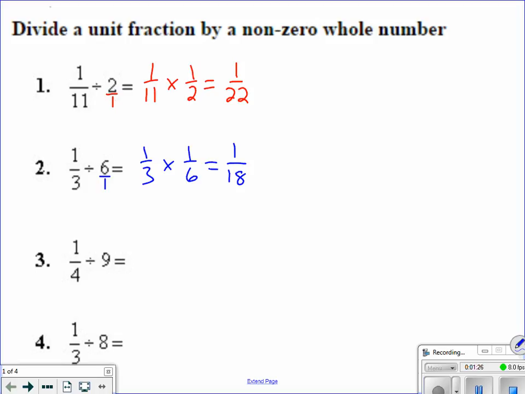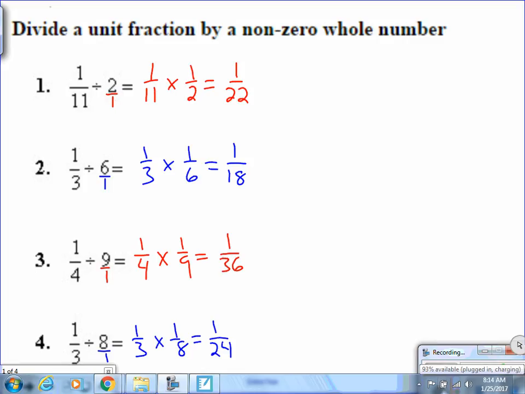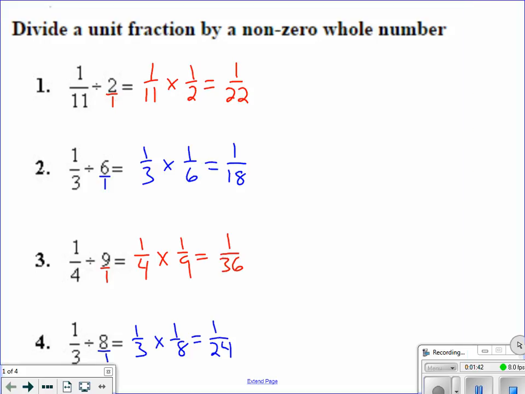So why don't you go ahead and pause this and try 3 and 4 on your own, and then play the video again and check your answers. All right, so check 3 and 4 here. Make sure you have those correct, that you understand what to do there. Number 3, the 9 is really 9 over 1, so it's 1/4 times, flip that second fraction, 1 over 9, you get 1 over 36. Same with number 4, the 8 is really 8 over 1. So you change that to 1/3 times 1 over 8, and you get 1 over 24.